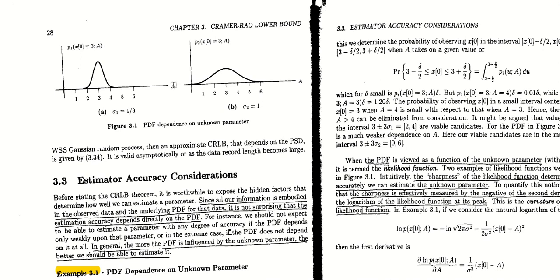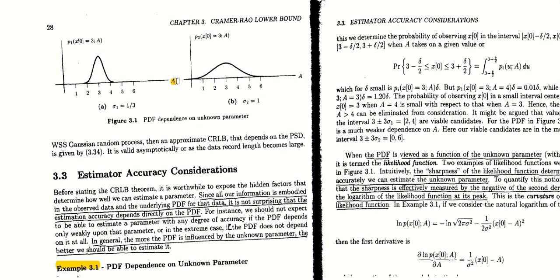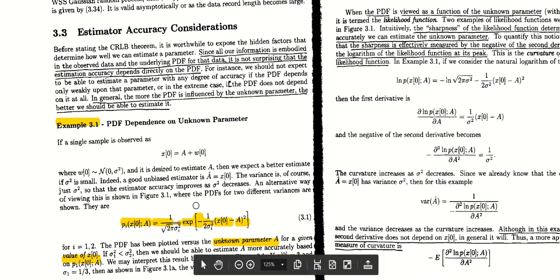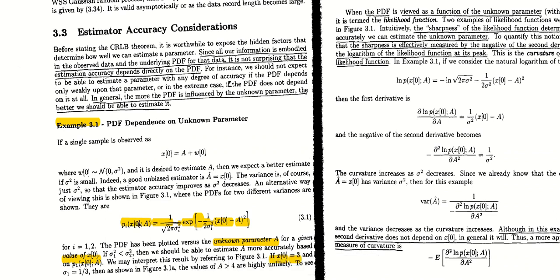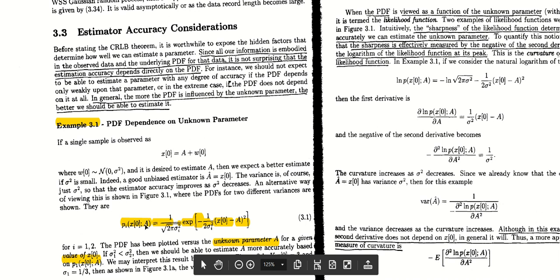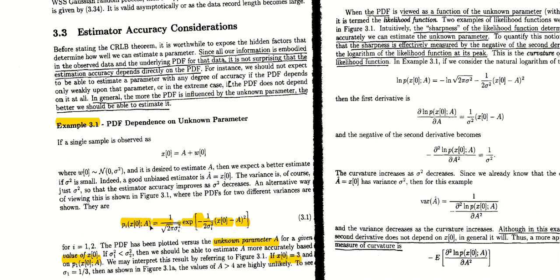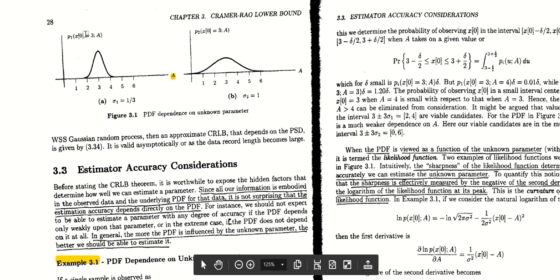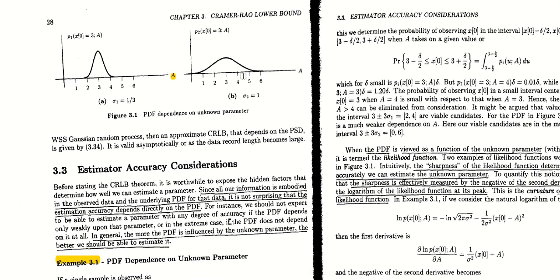We have this PDF, and after observation, we have x equal to 3, conditioned on A. As a result, you see we are plotting the PDF versus not X, but the value of A. Let's take one step back: for this equation, you already have the observation x, so the only unknown in the equation is A. As a result, we see this as a function of A, so we plot it versus A. The other case is sigma equal to 1, where you have a wider spreading-out effect for this PDF. Again, we see it as a function of A.